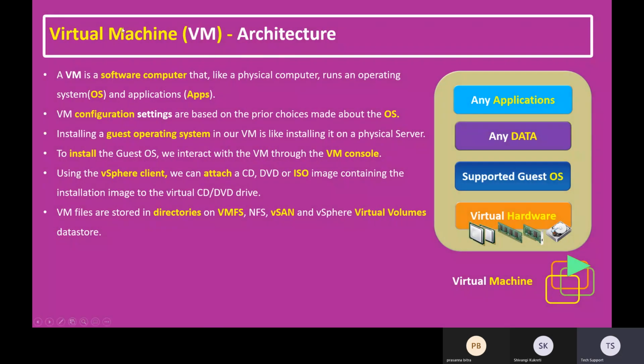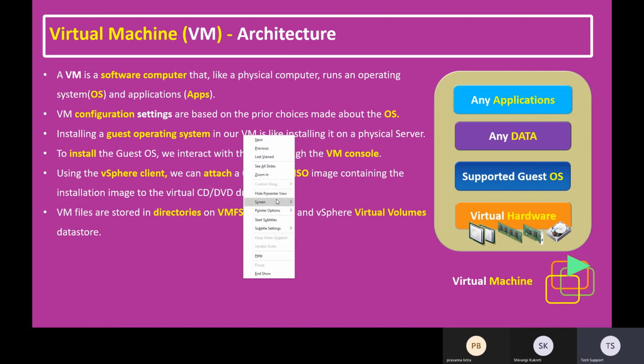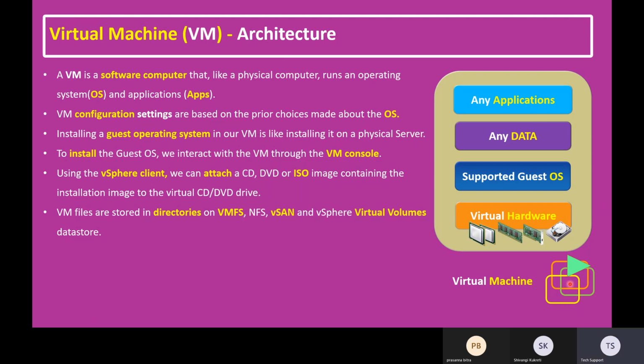Okay, virtual machine, we know it is a software generated machine that looks like a physical system and runs an operating system and applications. If you see the right side diagram, we can see the virtual machine architectural diagram, and this is the actual icon for the virtual machine. When it comes to the virtual machine architecture, the main part is virtual hardware.